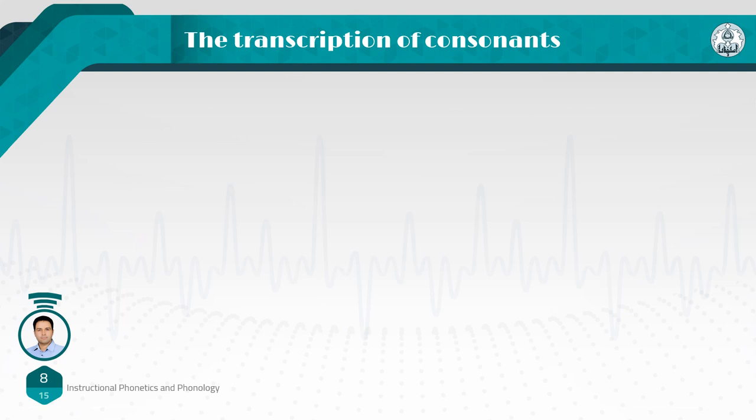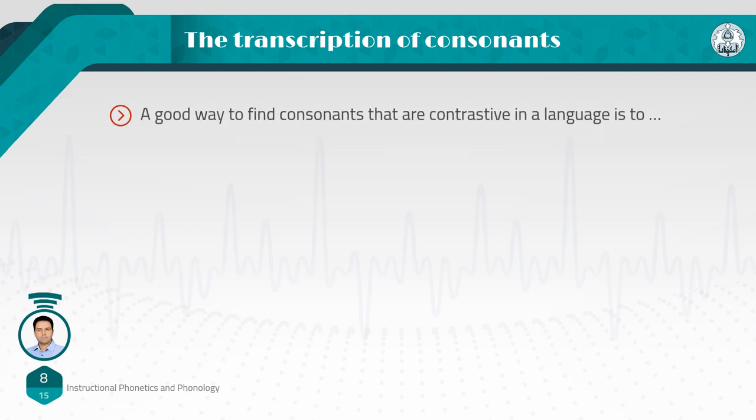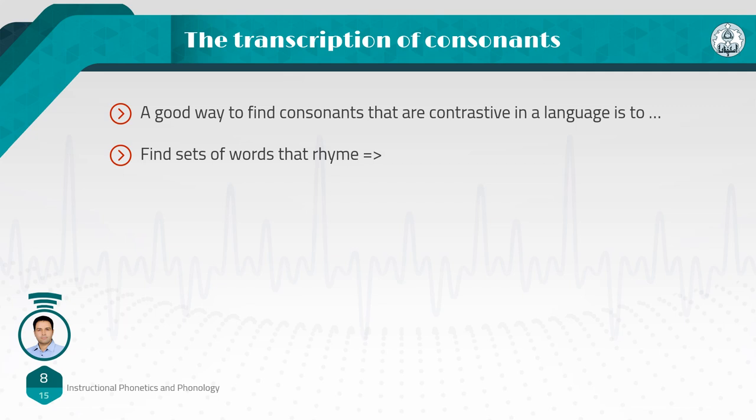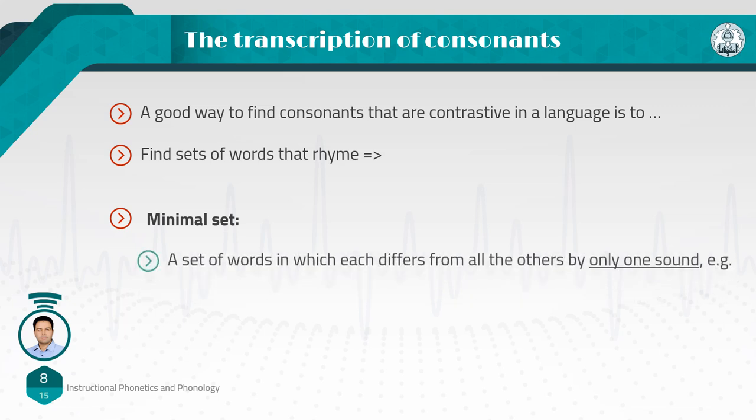After these introductions, now we come to the transcription of sounds. First, we will talk about transcription of consonants. Then we will talk about transcription of vowels. A good way to find consonants that are contrastive in a language is to find sets of words that rhyme. If you remember, a set of words in which each differs from all the others by only one sound is called a minimal set.